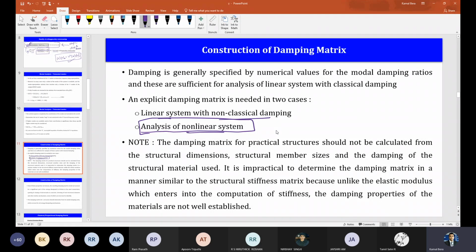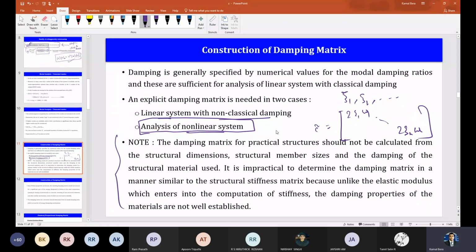And if the system is linear but it has non-classical damping, that means you are not able to diagonalize it. So the transformation, that is U transpose C U, then also you need the damping matrix. Otherwise, if it is a classical damping matrix and you know that we'll be able to diagonalize it, then if I know the damping ratios zeta 1, zeta 2, zeta 3, then I can just construct the modal damping matrix, 2 zeta 1 omega 1, so on and so forth, 2 zeta n omega n. Just diagonally I will put it and finish.